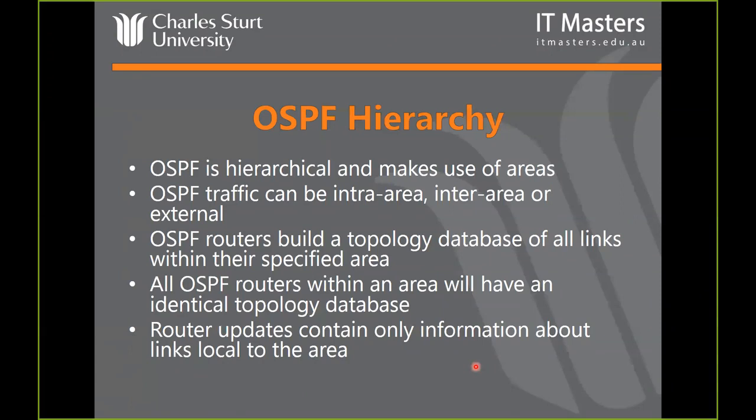OSPF routers will build a topology database of all the links within their specified area. And all OSPF routers within an area will have the same idea of what the topology looks like. And routing updates will only contain information about links that are local to each individual area. So if you have a network with multiple areas, there will be two topology tables.